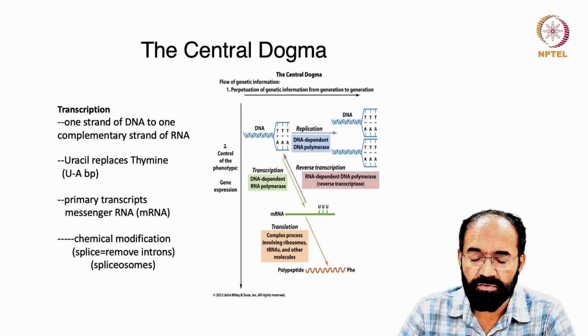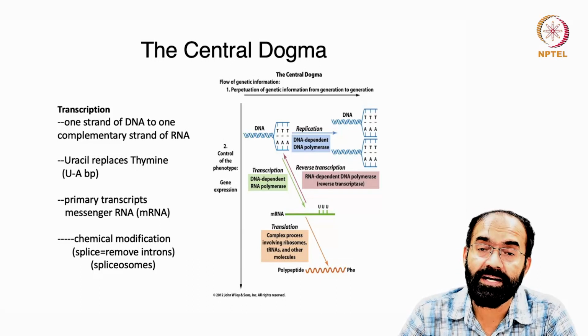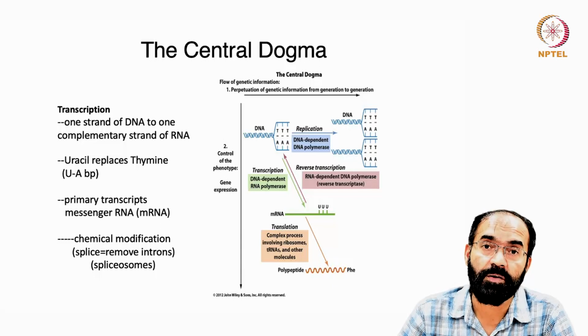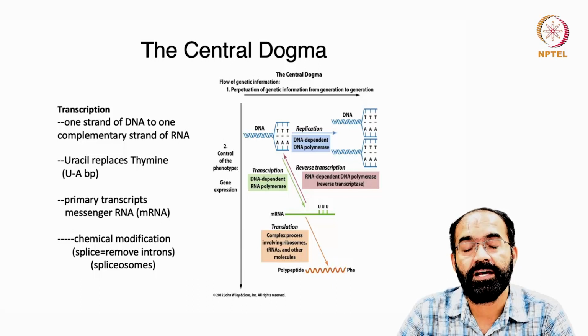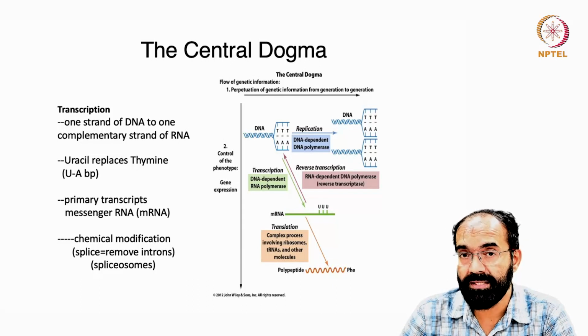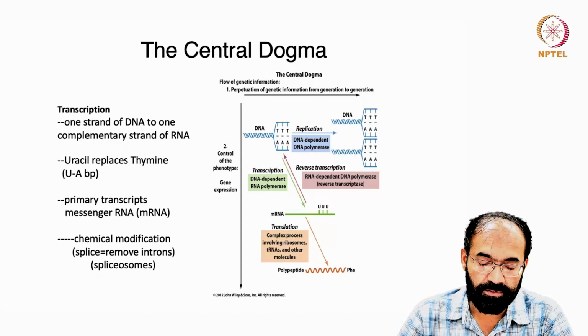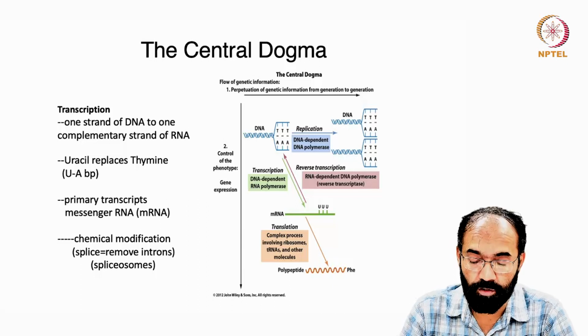So we are talking about 4 different enzymes. One is DNA dependent DNA polymerase and another is DNA dependent RNA polymerase, and there are enzymes which can make a copy of RNA from an RNA, that is RNA dependent RNA polymerase. And then comes reverse transcriptase, which makes DNA from RNA. So all 4 possible enzymes contribute in some way or the other in the process called central dogma.